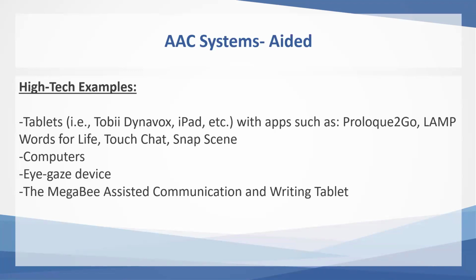And then there's also computers. There's something called an eye gaze device. I'm not sure if anybody has ever seen anyone use this, but the child or adult will move their eyes, and it's programmed to a large tablet or computer screen in front of them, and they're able to communicate that way. It's really, really neat. And then there's something called a Megabee assisted communication and writing tablet. This is also helping more so with writing.